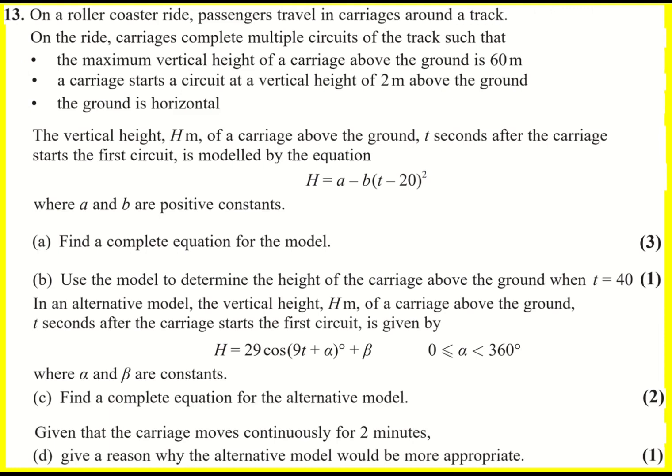On a roller coaster ride, passengers travel in carriages around a track, and the ride carriages complete multiple circuits of the track, such that the maximum vertical height of the carriage above the ground is 60, and the carriage starts the circuit at a vertical height of 2 meters above the ground, and the ground is horizontal. The vertical height is then modeled by this.